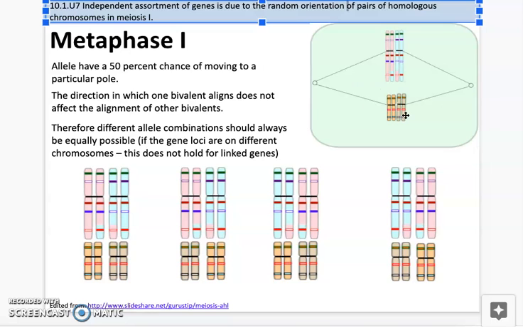So what does that mean? Random orientation means you could have this pink one on the left and the blue one on the right, but you could also have it the opposite, and this does influence the gametes that are produced in the end.